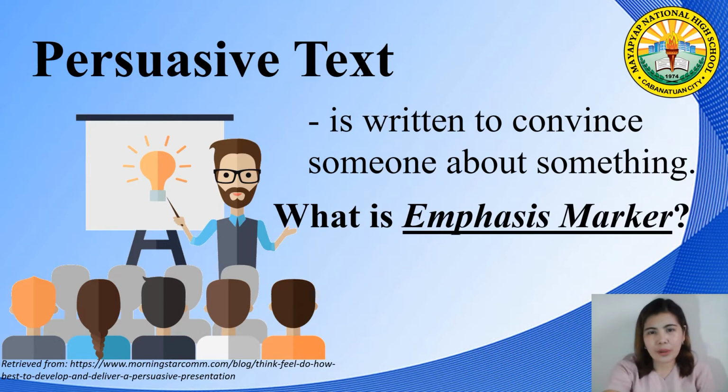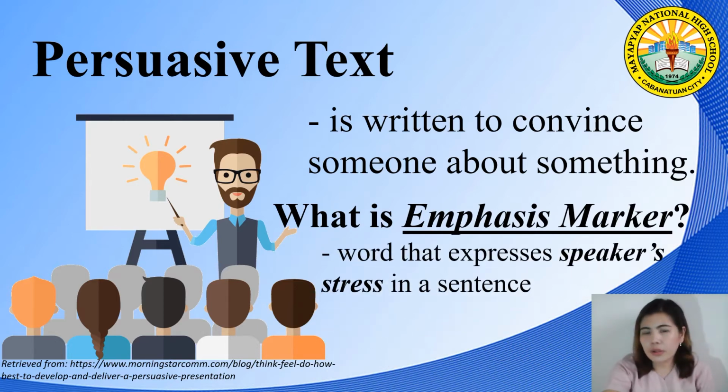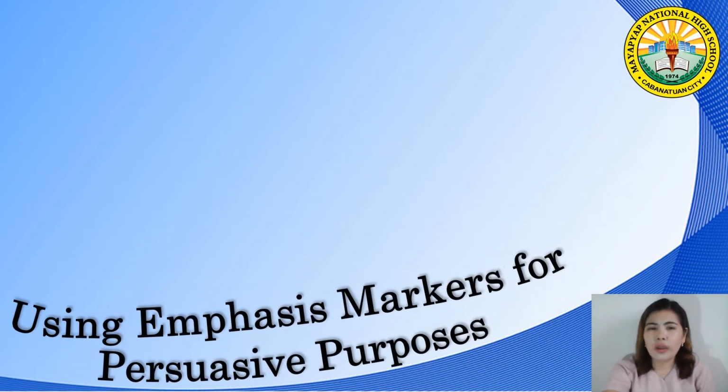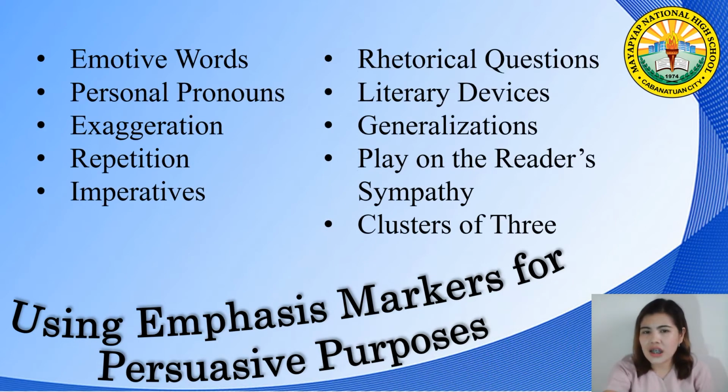What is an emphasis marker? An emphasis marker is a word that expresses the speaker's stress in a sentence. So, to create a more reliable and believable essay, there are 10 emphasis markers that we can use. Let us now discuss each one by one.